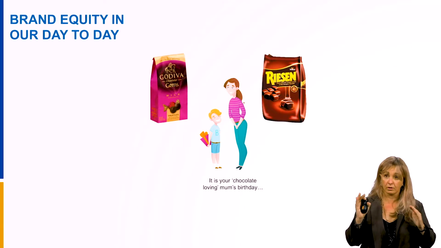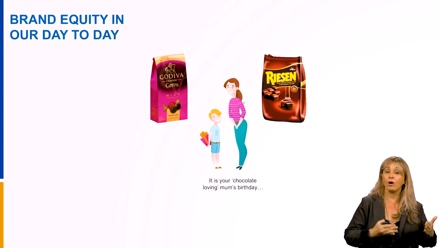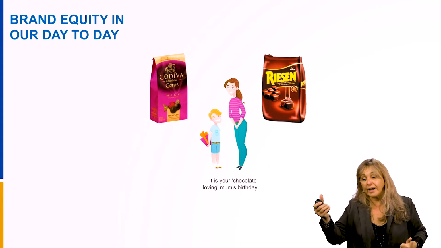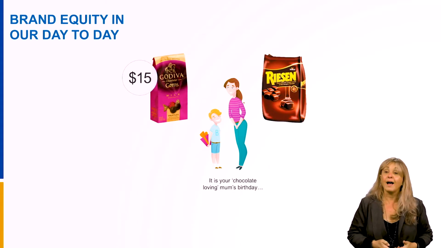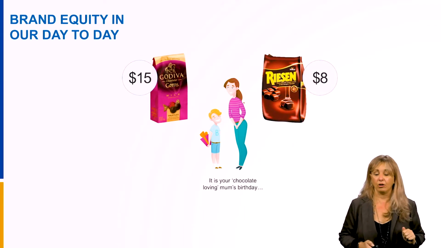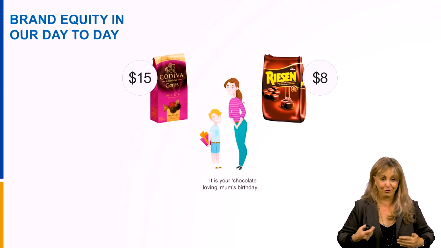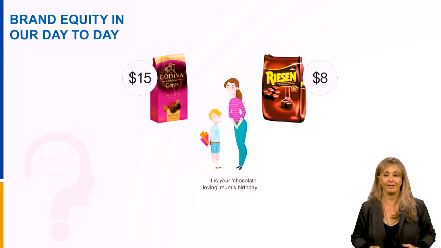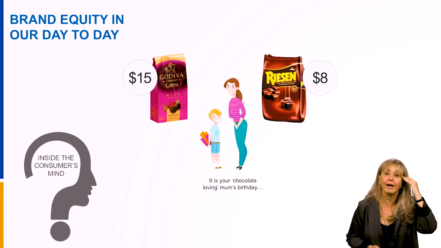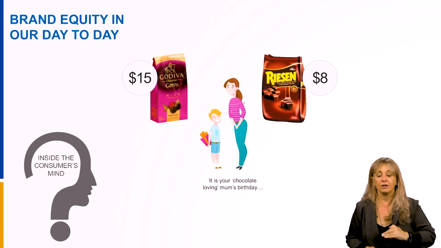One, let's make the assumption: Godiva, you know, and you have a very positive association. Ryzen, you don't even know. Godiva costs $15. Ryzen costs $8. Which one do you buy? Usually the students respond to me, of course we buy Godiva. Inside, why? What is inside your mind that makes you willing to pay much more because it's Godiva?